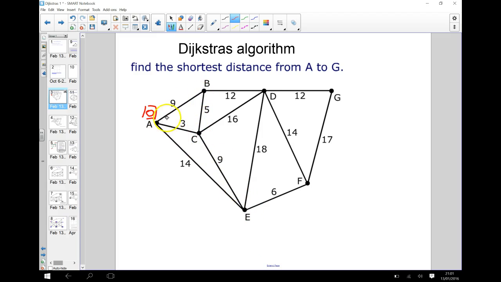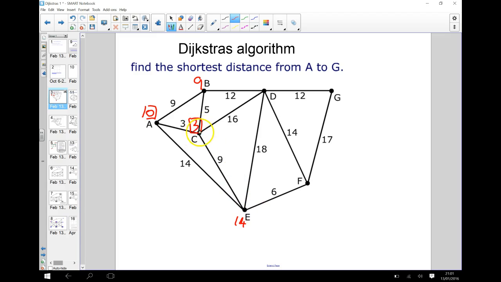Now from A, we're going to look at each of the vertices that are connected directly to A. So we've got vertex B, which is 9 miles away from A, vertex C, which is 3 miles away, and vertex E, which is 14 away. Now of these, the shortest one is 3, and I'm going to draw a box around that number 3. So what we're saying here is C is definitely 3 away from A. That's definitely the shortest distance to get from A to C. No other route is going to be as small as 3.